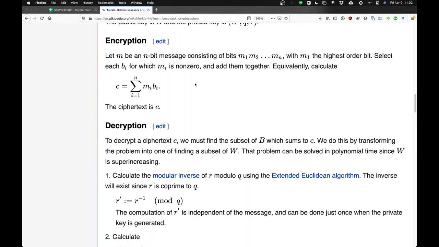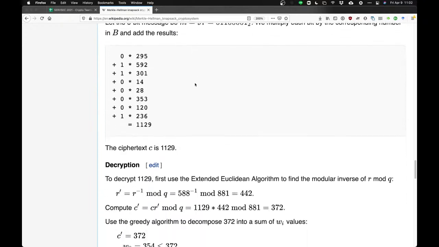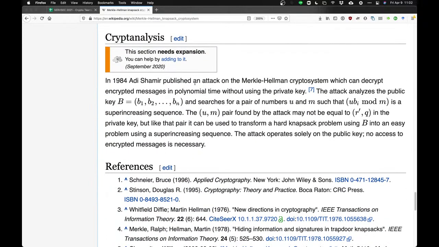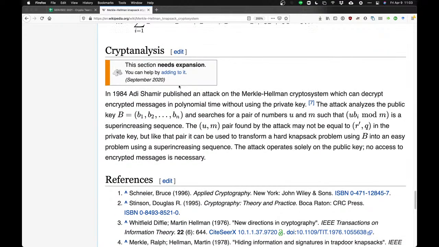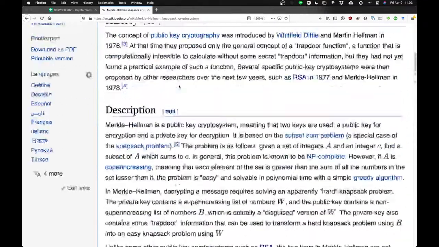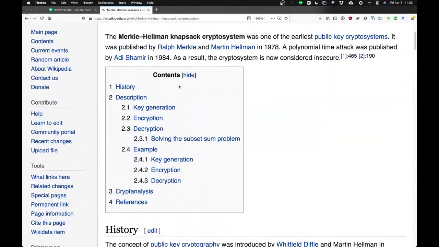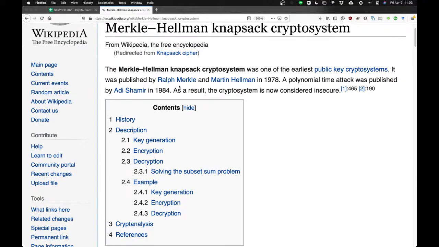I want to see how soon did people find a shortcut to it? In 1984, a shortcut was discovered to solve this problem by Adi Shamir. So it went bye-bye. Luckily, before that, other systems had already been created. A polynomial time attack was published in 1984. So within several years, within 6 years, it got hacked.